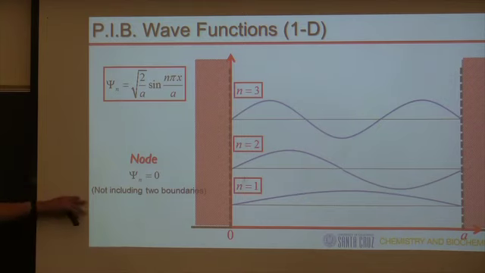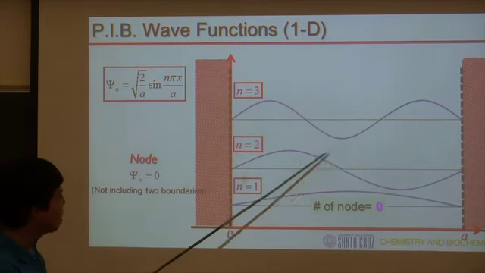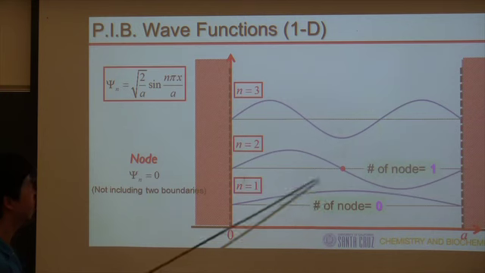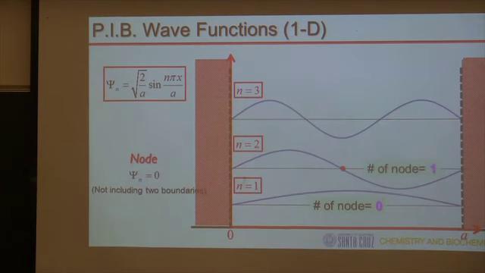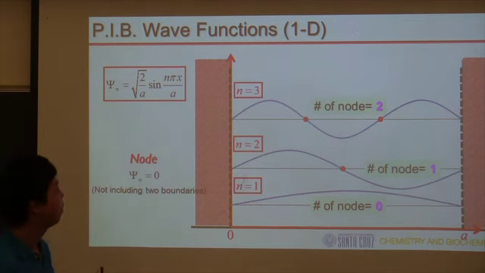Based on this definition, can you tell me how many nodes for the n equals 1 state? 0. No nodes. How many nodes for n equals 2? 1. Do you know where it is? The middle, x equals a over 2. Great. How about this? 2. One and one here. Are the nodes always at a over n separation between them, or no?